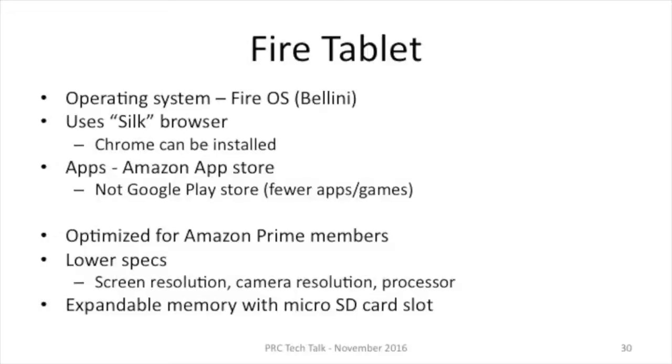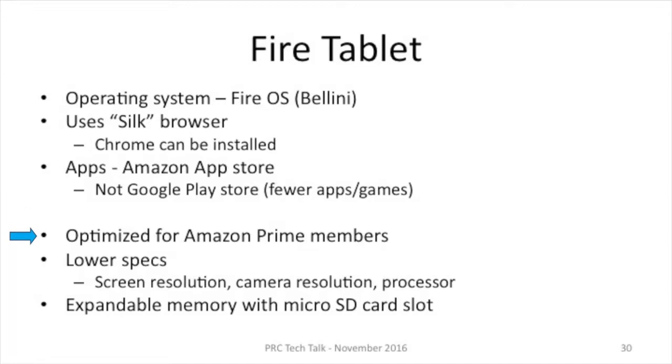And then finally, the Fire tablet. I don't have one of those in real life here, but it uses the Fire OS, so they've started giving it names too. The newest one is called Bellini. They have created their own browser called Silk from Amazon, although you can install Chrome. And they have an Amazon App Store for their Fire type apps. It's generally not as populated. It doesn't have quite as many apps as Google Play or the Apple App Store. The Fire is optimized for Amazon Prime.